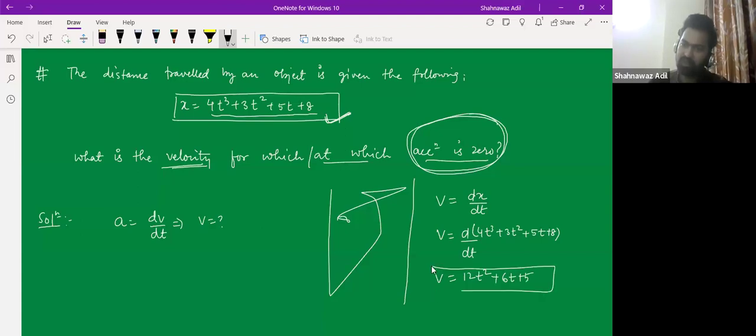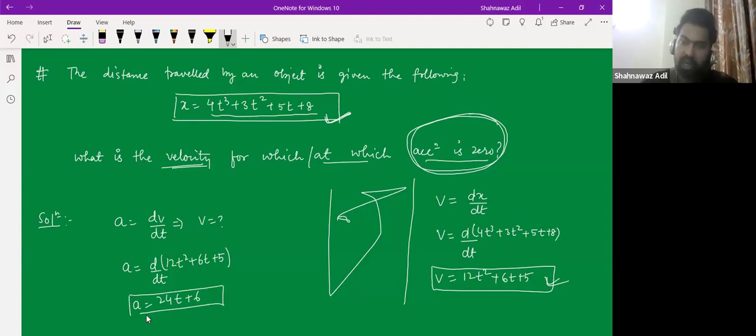So velocity we have found out. Now we will calculate the acceleration. Now we have this thing, so we can calculate the acceleration. So let's find out the acceleration. This is d by dt of 12t square plus 6t plus 5. So this differentiation would be how much? 24t plus 6, right?